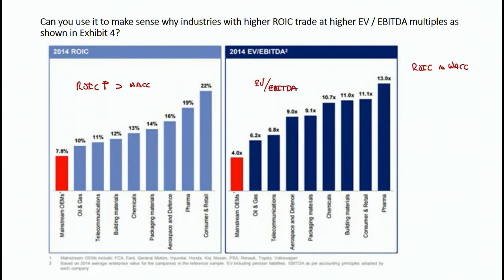multiples for different industries. Well, mainstream OEMs have the lowest return on invested capital. They also have the lowest multiples. Oil and gas are next here. Then telecommunications, building materials, aerospace and defense, but that sort of doesn't work on that, so that's a little bit questionable there. But when we look at consumer retail, that's high, and pharma is high.